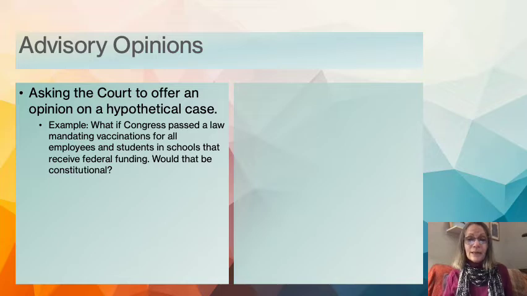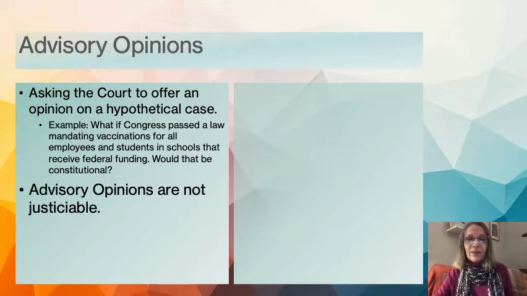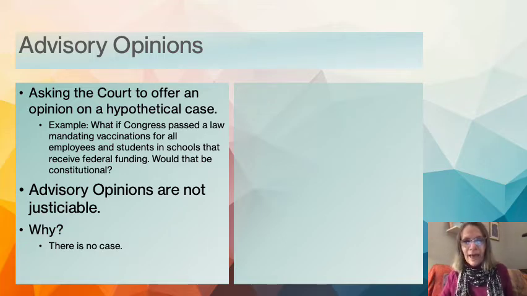Well, if you were to ask the court to rule on a hypothetical case like that, that would be considered an advisory opinion, ruling on a law that actually hasn't been enacted. And that would not be the kind of case that the Supreme Court could review. That would not be justiciable. So as it says there, advisory opinions are not justiciable. Why aren't they justiciable? Well, because there's no case, right? There's no action that has taken place. A law hasn't been enacted.